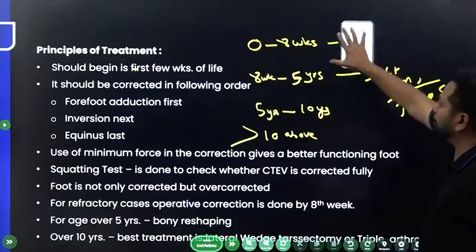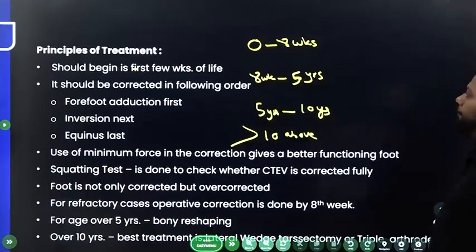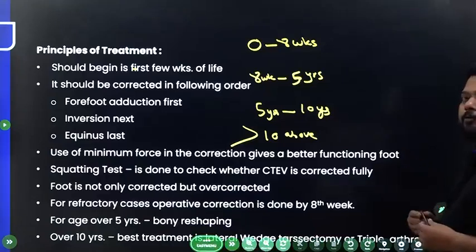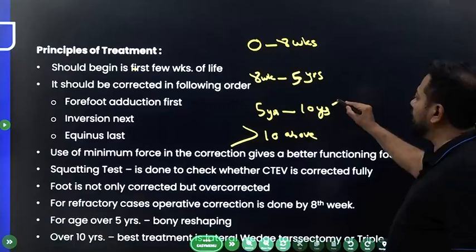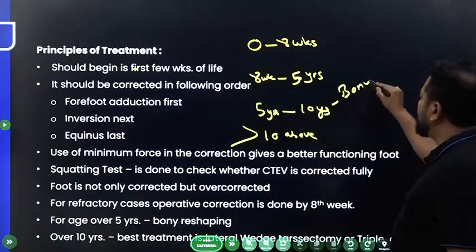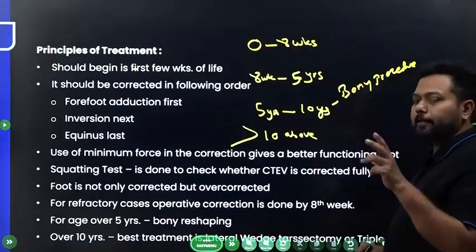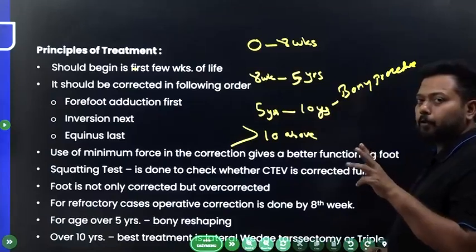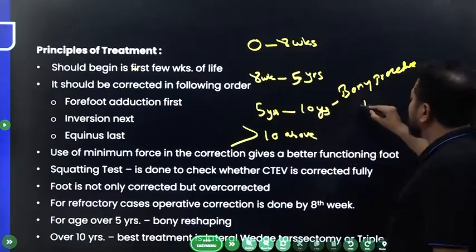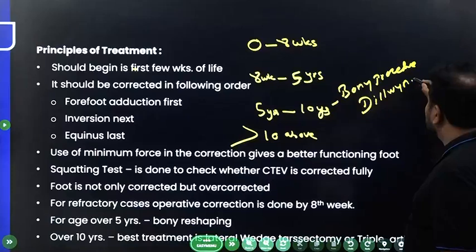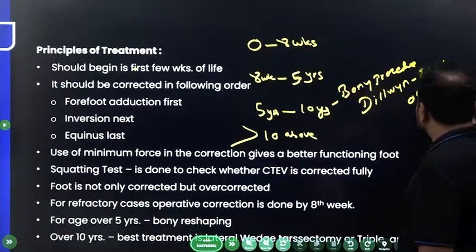Even if you try the soft tissue release, and after 5 years you are not getting it corrected, then your soft tissue procedure won't help. You should go for a bony procedure. 5 to 10 years, bony procedure. And what is that? You are reshaping the talus or calcaneum. That's a bony procedure. Many things are there. One name you should not forget in the exam, D-I-L-L-W-Y-N, Dillwyn-Evans osteotomy.